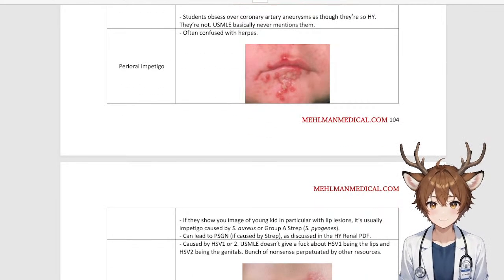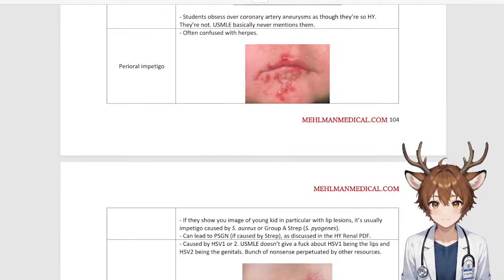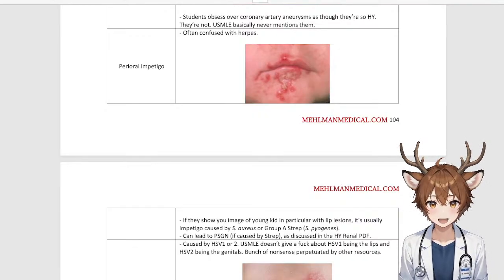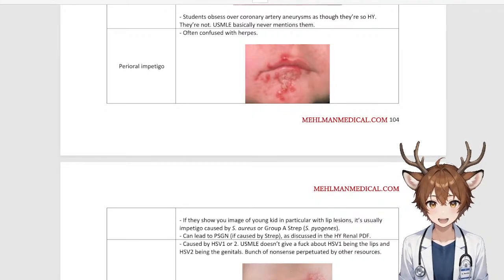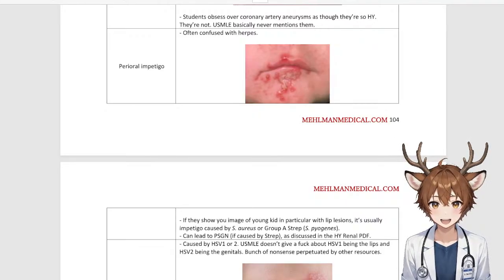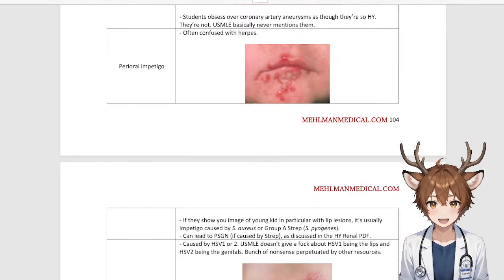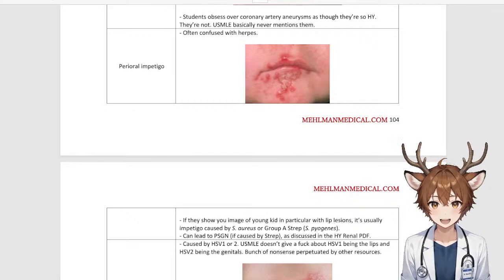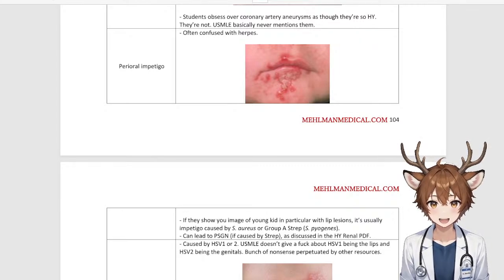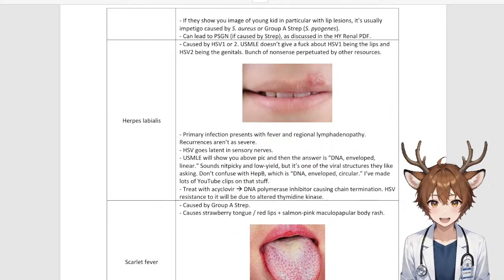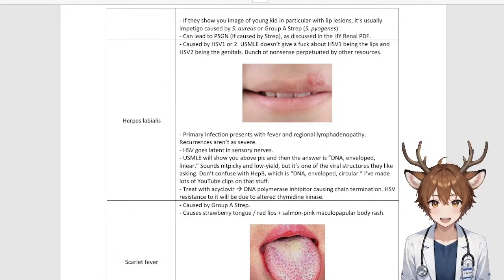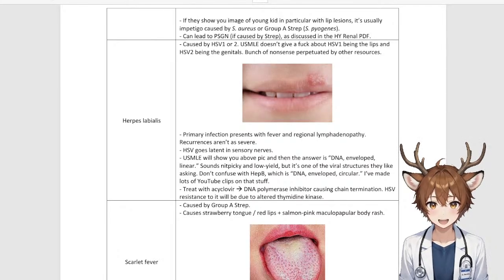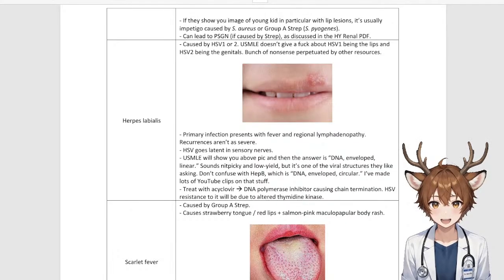Perioral impetigo is often confused with herpes. Well, I can see why. If they show you an image of a young kid, in particular with lip lesions, it's usually impetigo caused by Staph aureus or group A strep pyogenes. It can lead to PSGN, post-streptococcal glomerulonephritis, if caused by strep, as discussed in the high-yield renal PDF. Herpes labialis is caused by HSV1 or 2. The PDF says USMLE doesn't care about HSV1 being the lips and HSV2 being the genitals, a bunch of nonsense perpetuated by other resources.